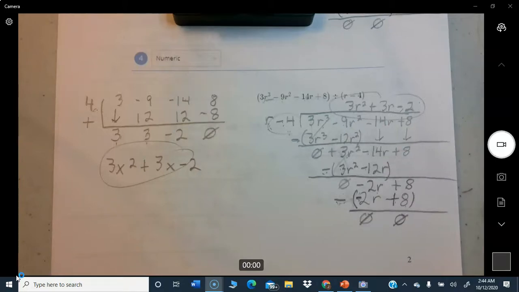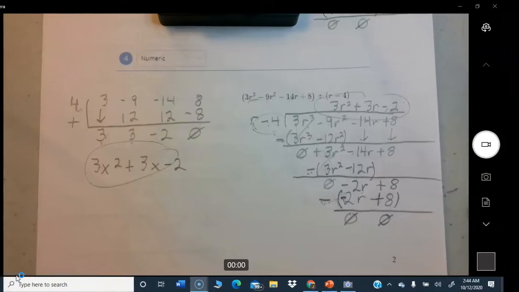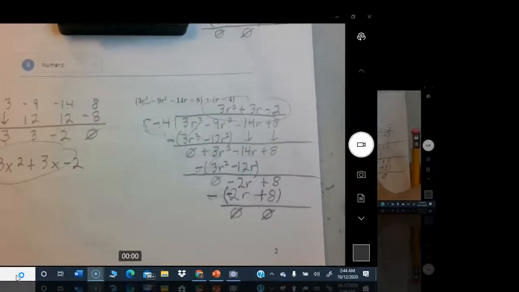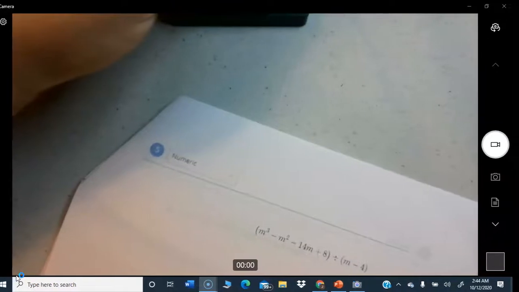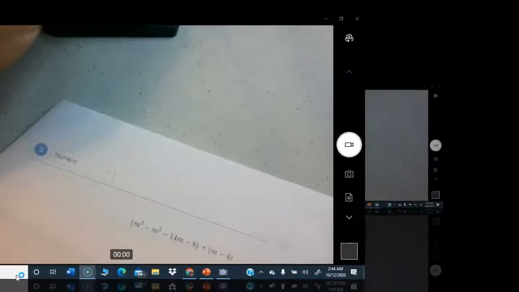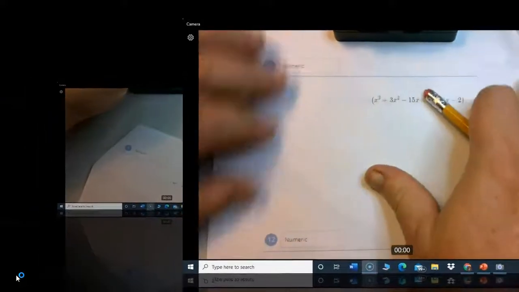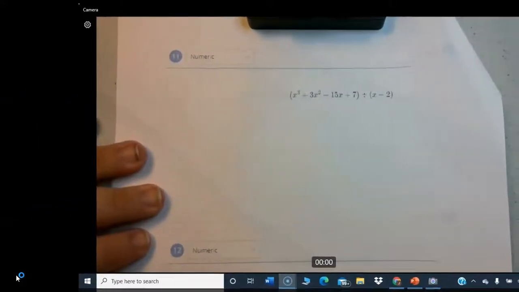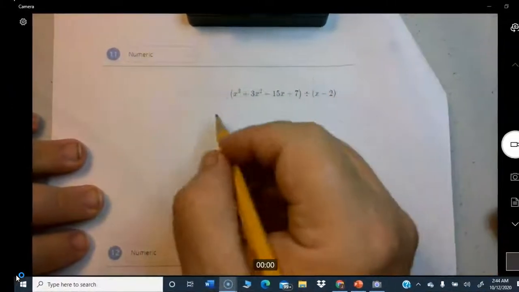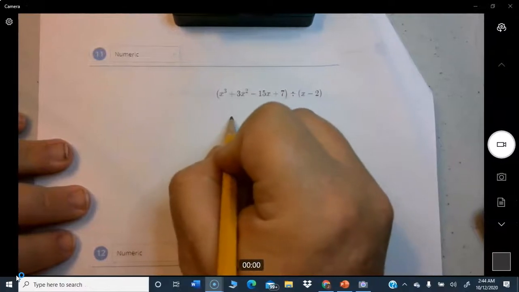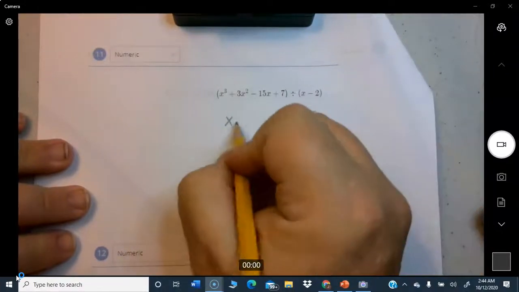All right. We are moving on to number 11 now. Number 11 is going to have a remainder that's really not any more complicated. It's just one little additional step. Okay, so let's just go ahead and do it again. I'll do it again quietly until the very end when we get the remainder.